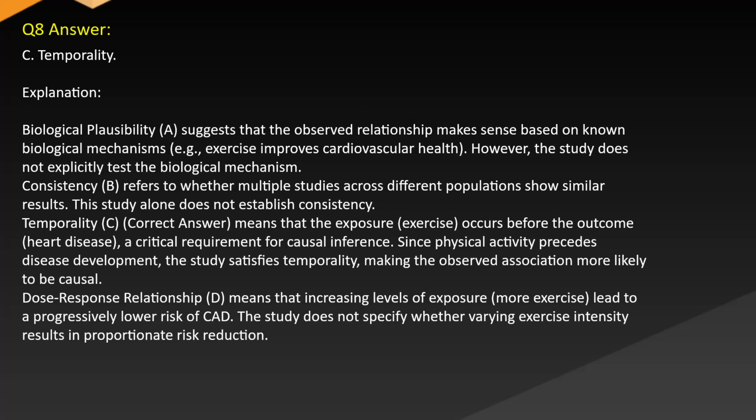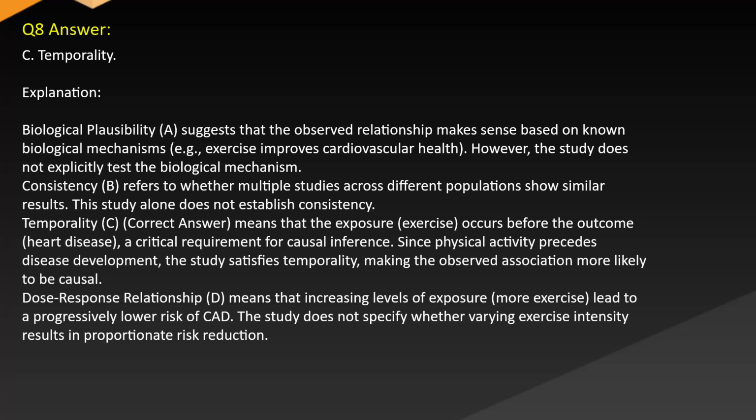Answer C. Temporality. Explanation. Biological plausibility, A, suggests that the observed relationship makes sense based on known biological mechanisms, E.g., exercise improves cardiovascular health. However, the study does not explicitly test the biological mechanism. Consistency, B, refers to whether multiple studies across different populations show similar results. This study alone does not establish consistency.